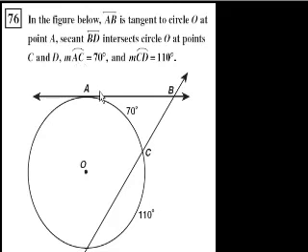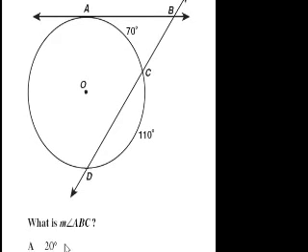The measure of arc AC is equal to 70 degrees. So the measure of arc AC, this is 70 degrees. And the measure of arc CD is equal to 110 degrees. So what do they want us to figure out? What is the measure of angle ABC? So what is this angle? That's what they want us to figure out, right here, that angle.